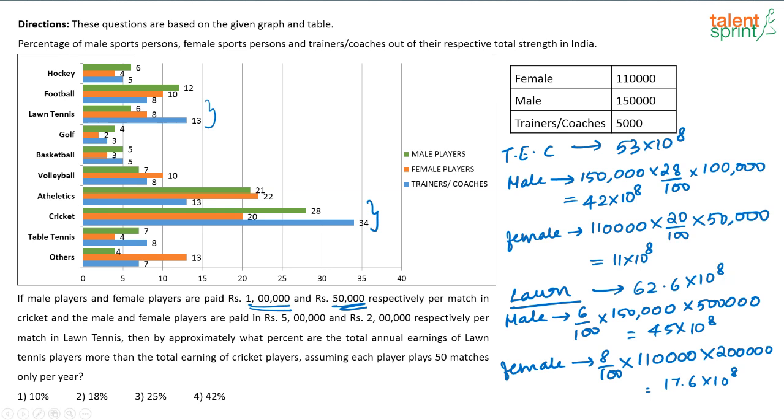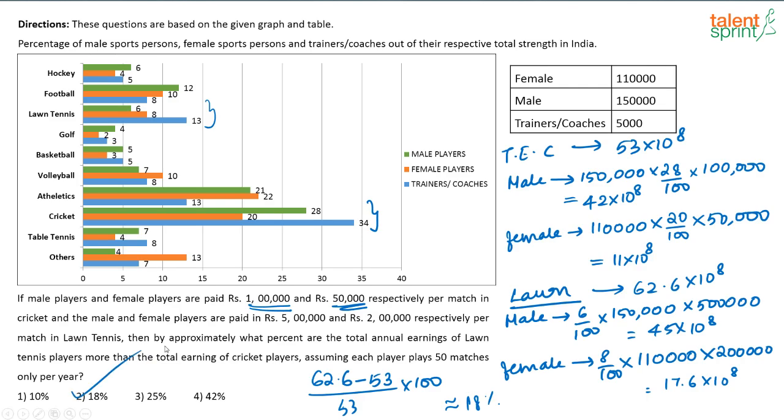So what is the question? What percentage are the total annual earnings of the tennis players more than the total earnings of the cricket players, assuming each player plays only 50 matches in a year? Okay, so what is the percentage that you are looking for? 62.6 minus 53 divided by 53 into 100, or this is approximately 18%. Sorry. So approximately 18% will be your answer, correct? Yes. So approximately 18% will be the answer.